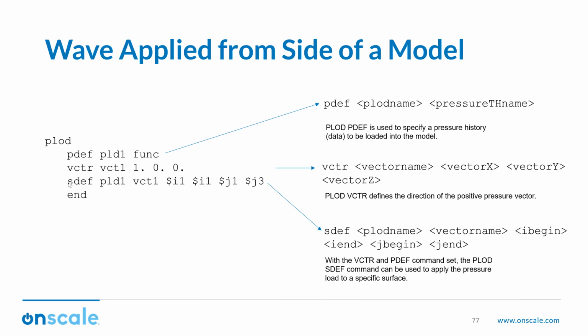And the last one, the SDEF, is basically surface definition. That's why it's called SDEF. This is where you tell it to which nodes you will actually apply this pressure. It takes the name of the pressure definition, which has the drive function assigned to it, the vector, which gives it the direction of the pressure, and the surface definition. The surface definition is defined using key points. You see that in the I direction it's basically a line, because it goes from I1 to I1, so it's just one position. And in the J direction it goes from key point 1 to key point 3. In the example I'll show you, key point 3 is the end of the model, so this defines the whole edge of my model.